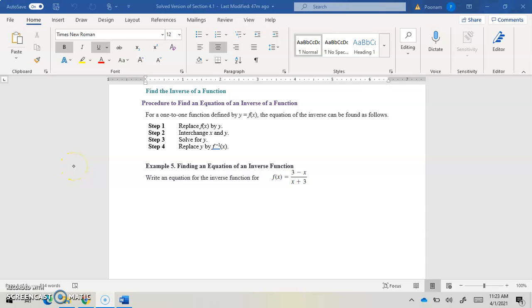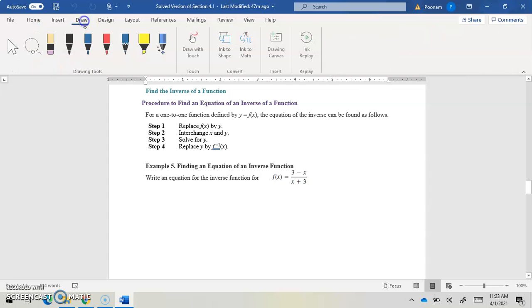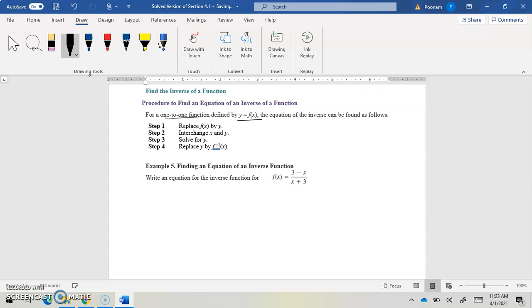Now, as we have already defined what is the inverse of a function, let's define how to find the inverse of a function. So here are the steps. If we have a one-to-one function already given, y is equal to f of x, what are the steps? Step 1 is replace f of x by y. I'm going to do this example along with the steps, explaining.